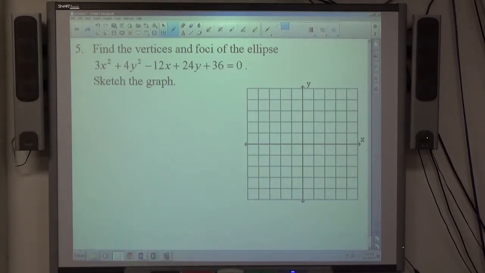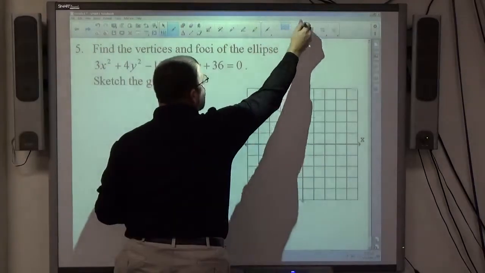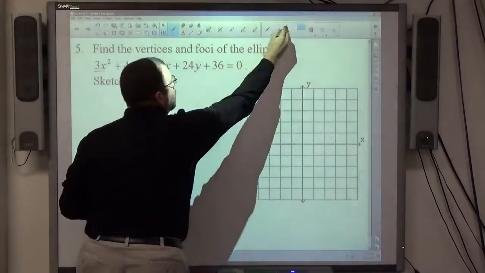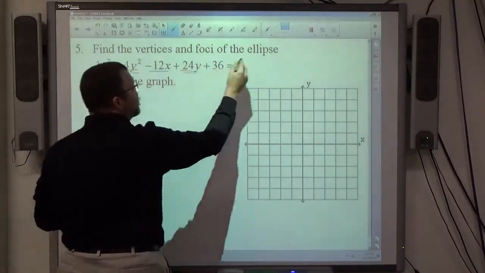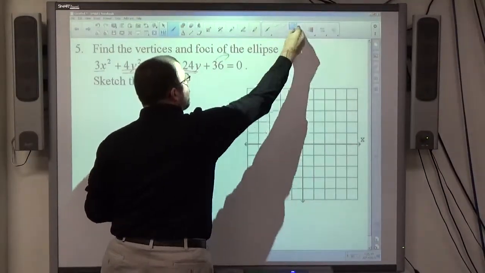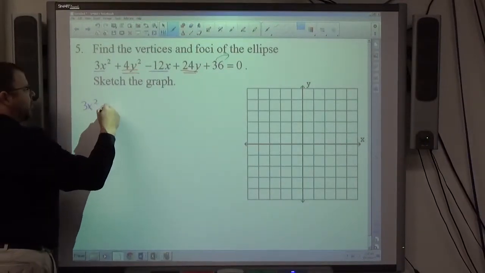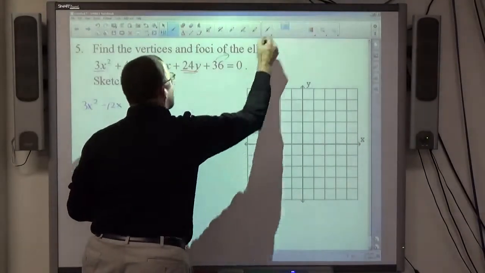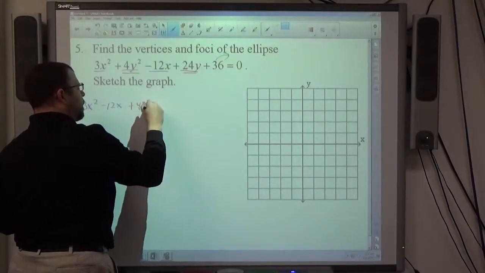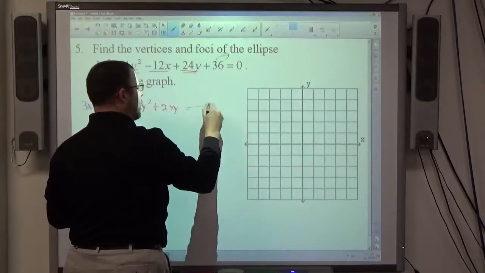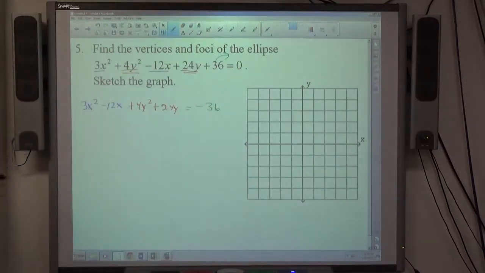Number 5, find the vertices and foci of the ellipse and sketch the graph. So, with ellipses, our first goal is to group the x's, group the y's, and move the constant to the other side. So, if we do that, I'm going to have 3x squared minus 12x plus 4y squared plus 24y equals -36. So that's priority 1. Do some grouping. Things of the same type go together.